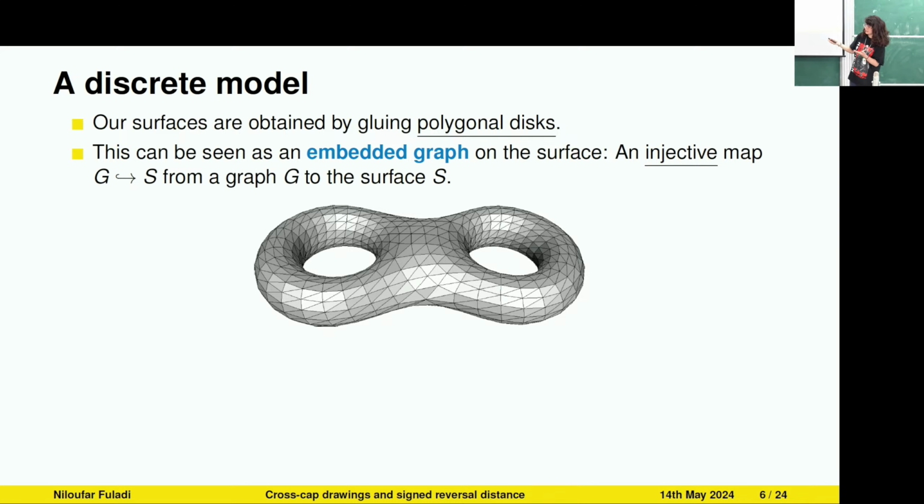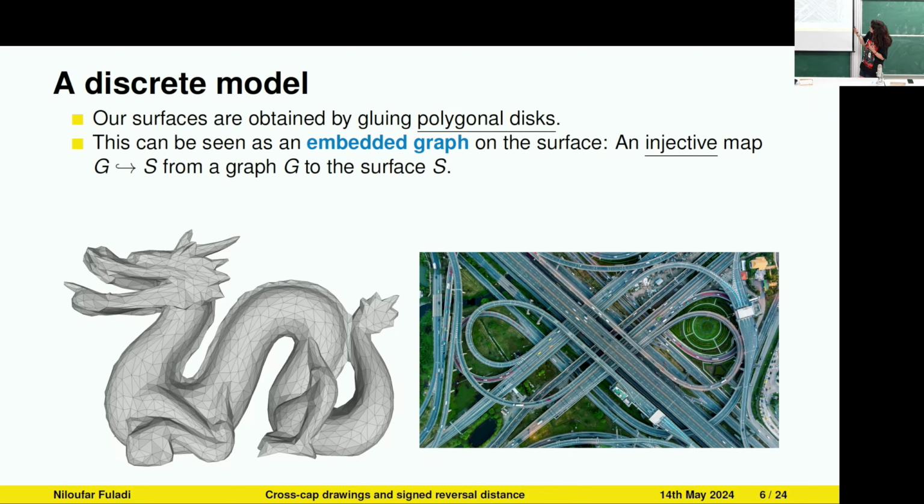Okay, the surfaces that I'm working with are kind of in a discrete model. So they are made with polygonal disks attached to each other. For example, this double torus that is made with small triangles. You can also see this as a graph that is embedded on this surface, and an embedding is just an injective map from the graph to the surface. Okay, and embedded graphs in general are useful, for example, for graphics, like this dragon or these weird road structures.